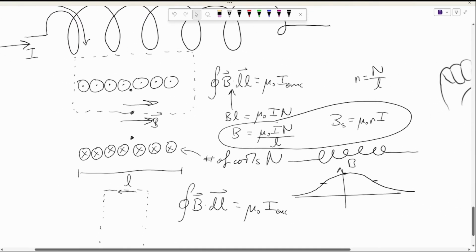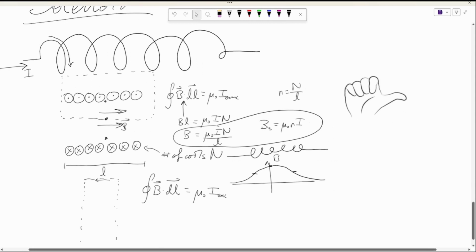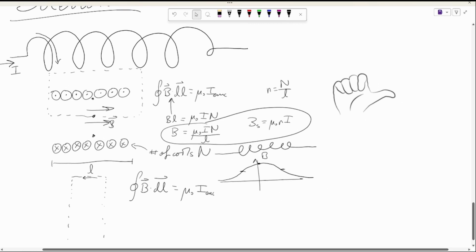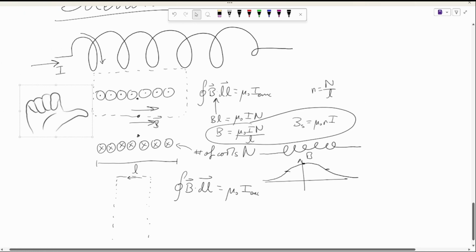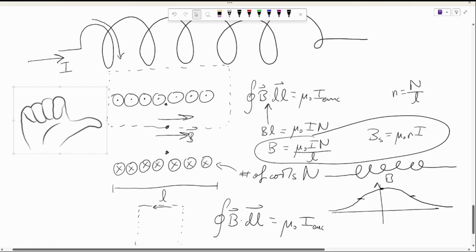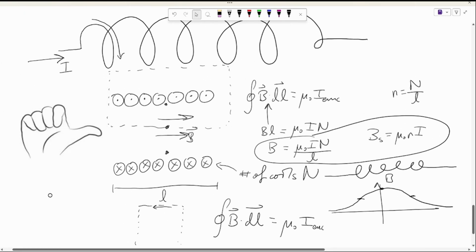But another way to do this is you can, so actually now this hand is correct. So I'll bring this over here. So if you curl your fingers in the direction the current is turning, so that's this direction, then your thumb will give you the direction of the B field inside the solenoid.